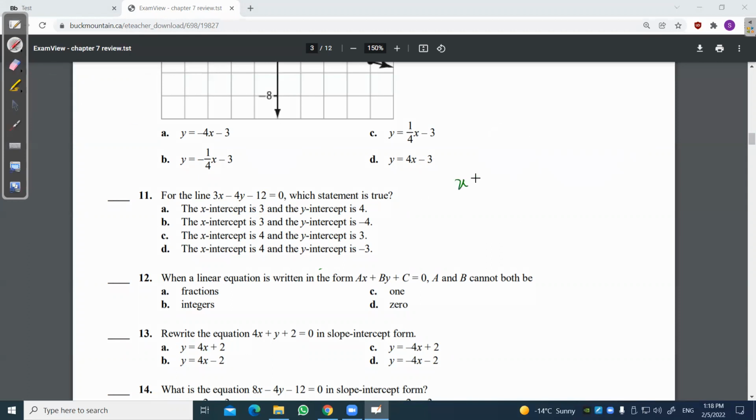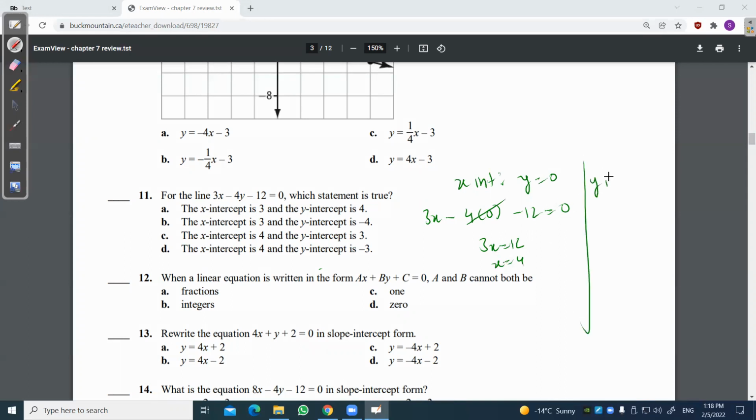To find the x-intercept, you want to set y equals 0. Let's do that. So 3x minus 4 times 0 minus 12 equals 0, right? How do we solve this for x? You can add 12. So 4 times 0 is 0, we're going to ignore this. So 3x equals 12. x is 4. So the x-intercept is 4.